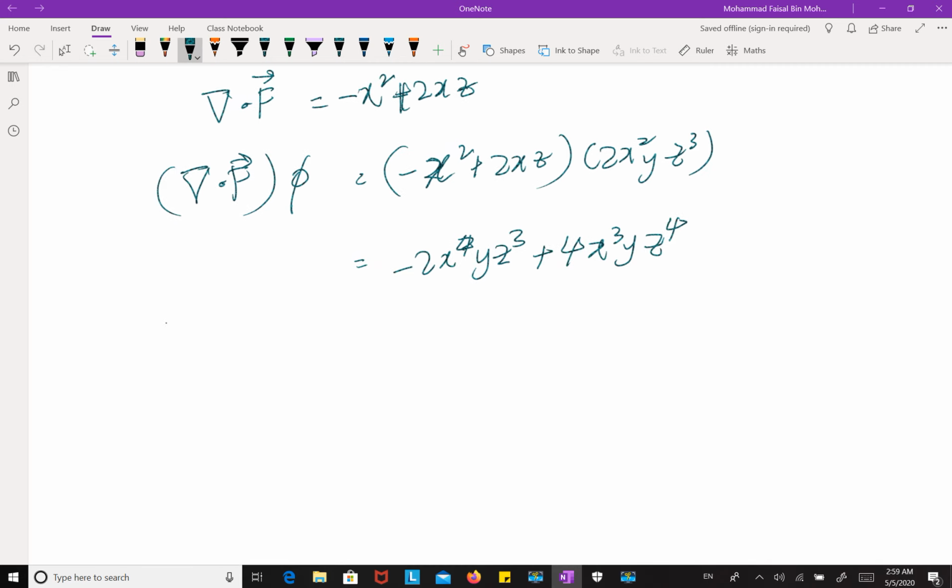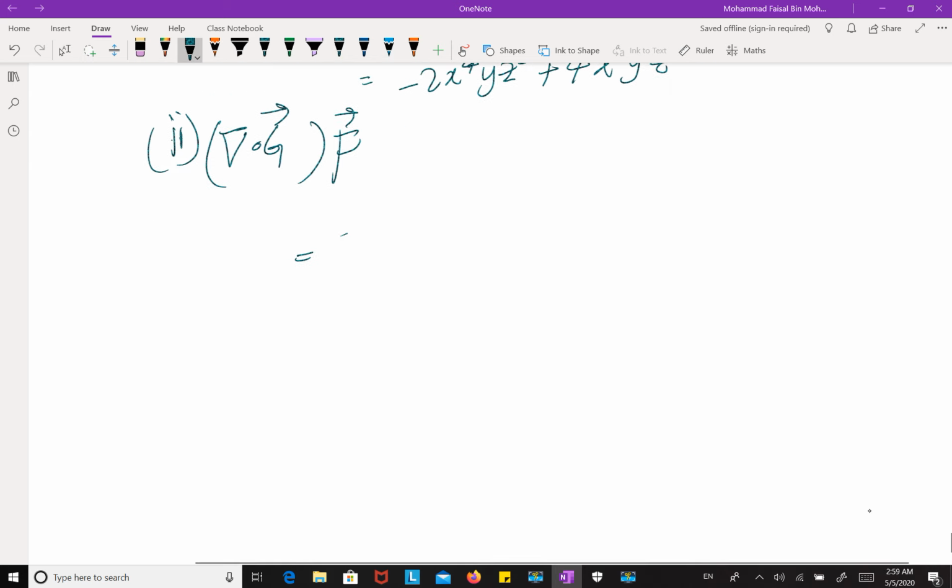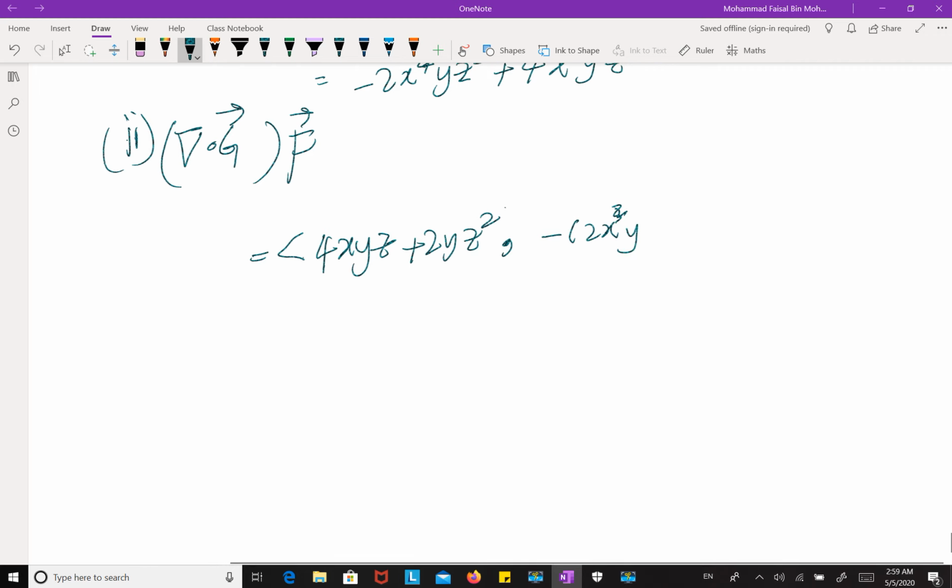So try to do it. Number 2, del dot G times F, you will get 4xyz plus 2yz squared minus 2x cubed y plus x squared yz, and then the last one is 2x squared z squared plus xz cubed. Okay, check.